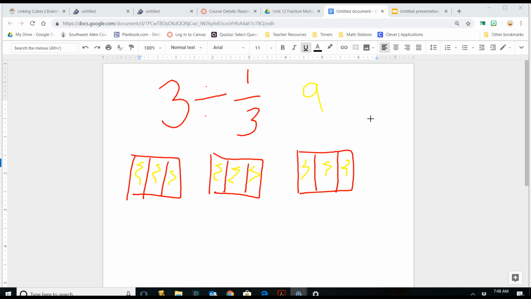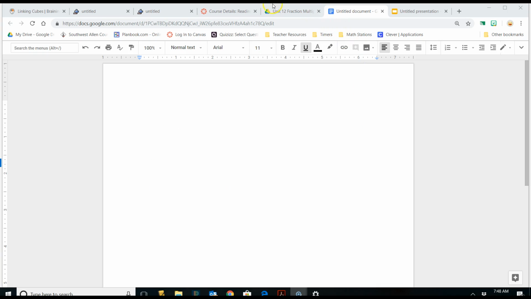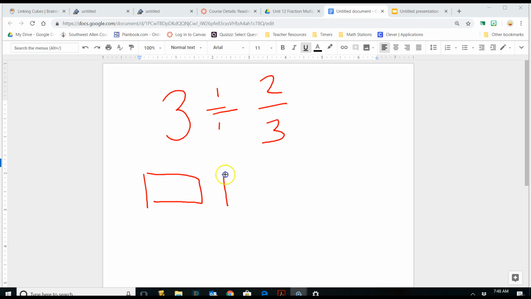Let's see if that's not a 1/3. How would we solve it? Let's try thinking of that same problem, only now let's do 3 divided by 2/3. I still have 3 whole groups. Now I want to know how many 2/3 are in there. So let's separate my wholes into 3 groups.